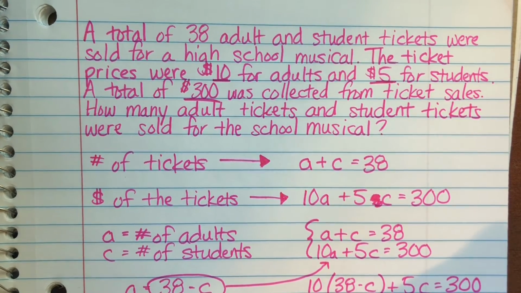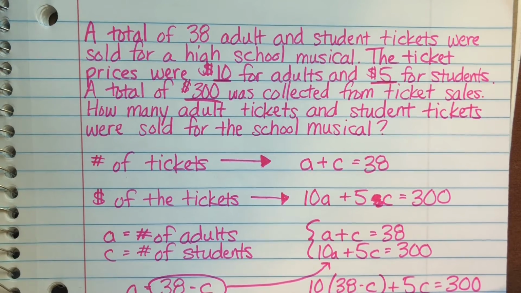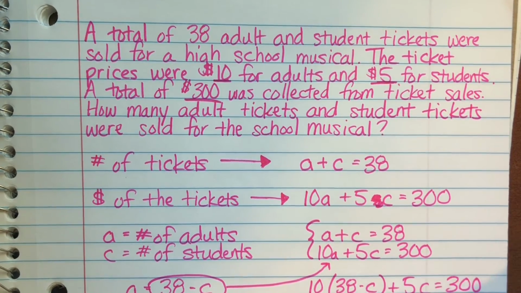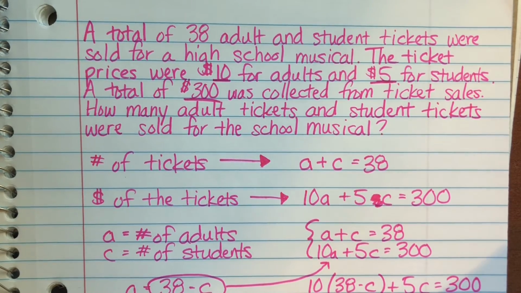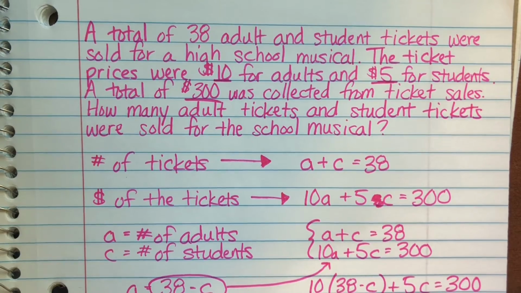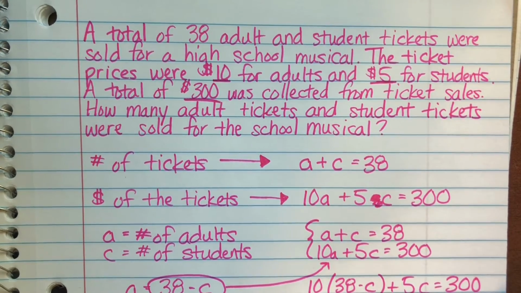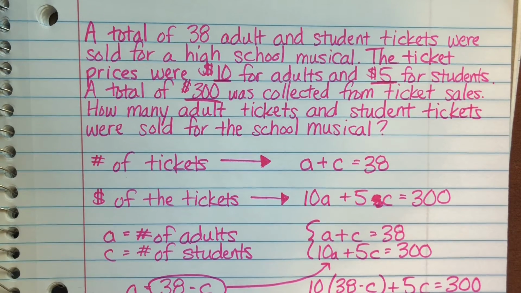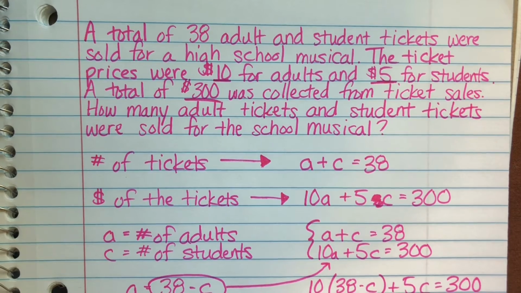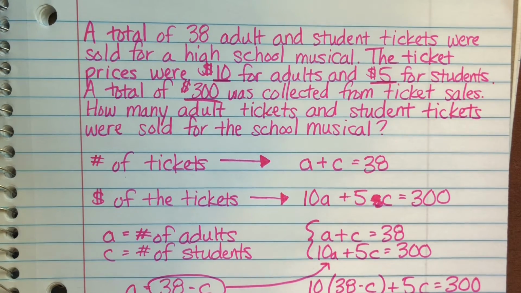And let's go ahead and distribute here. And combine like terms. I'm going to subtract 380 from both sides. Divide both sides by -5. And I find that the number of student tickets is going to be 16.